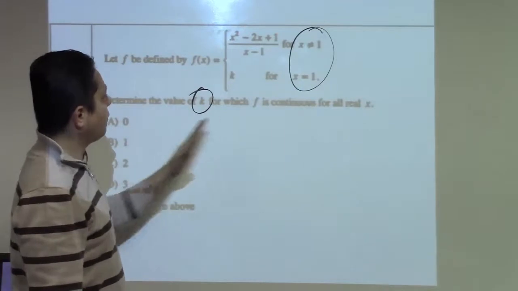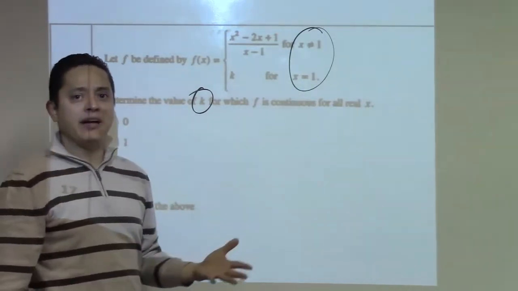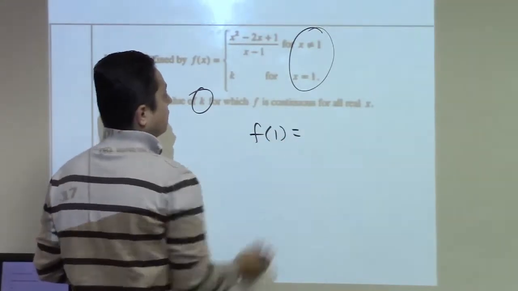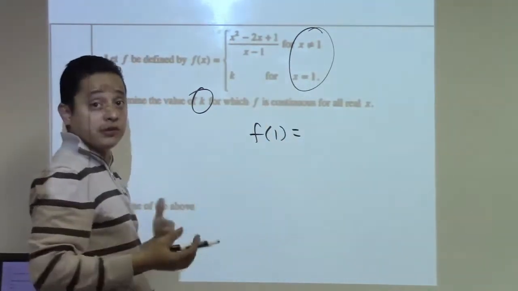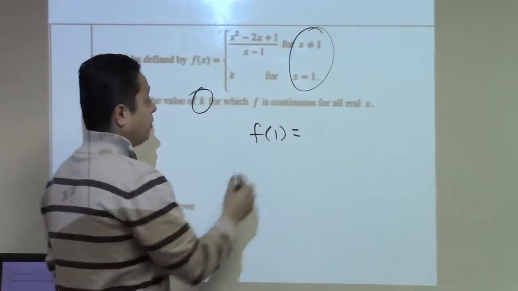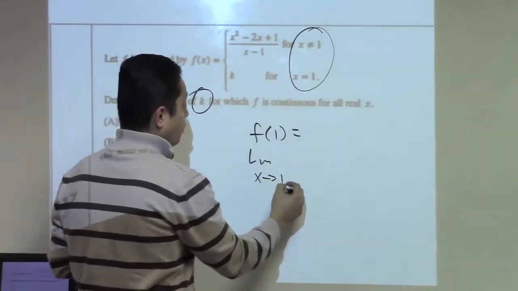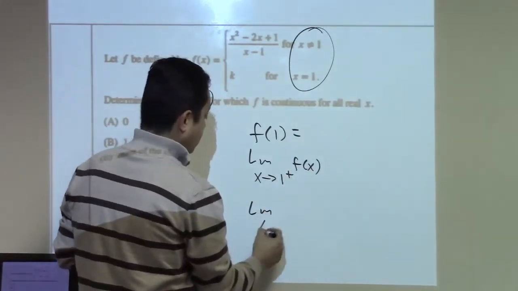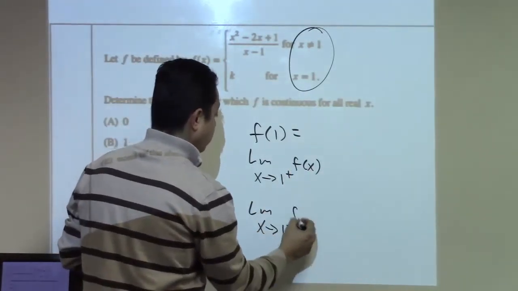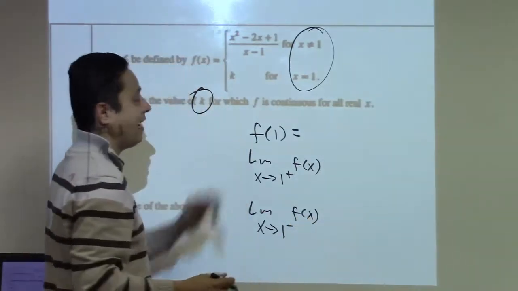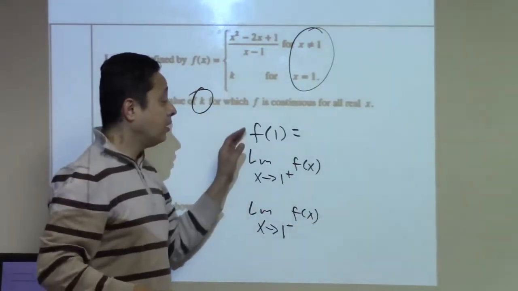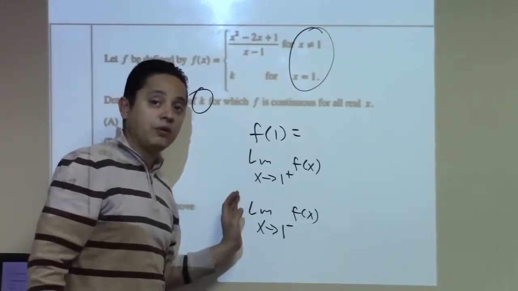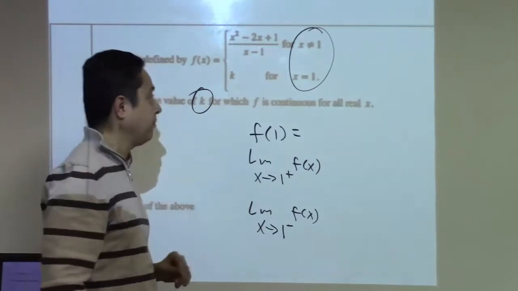Now, in order for something to be continuous, we must have f of 1, because that's the only point of interest for us. We also need the limit as x approaches 1 from the right of f of x, and we need the limit as x approaches 1 from the left of f of x. So right, left, and down. If we can come up with values for all three of them, and all of them are equal, we force them to be equal, then this will make it continuous at x equals 1.